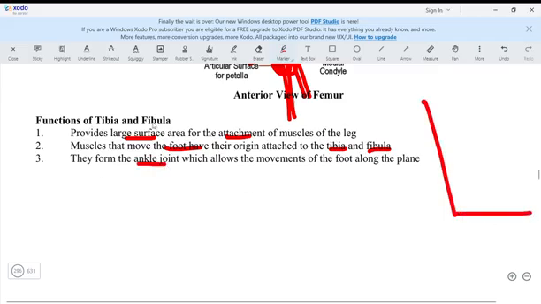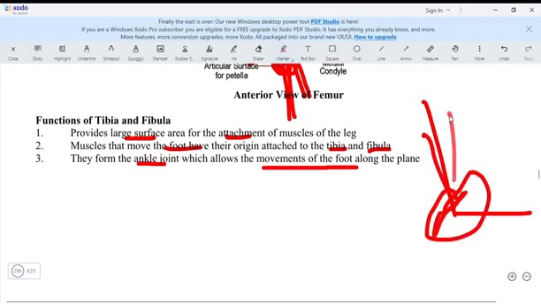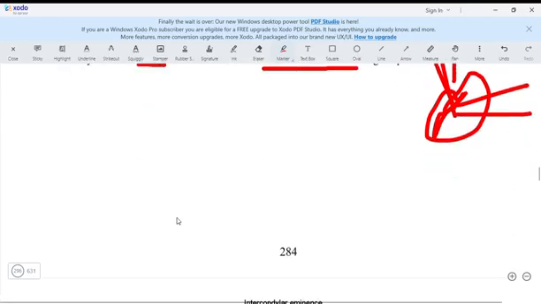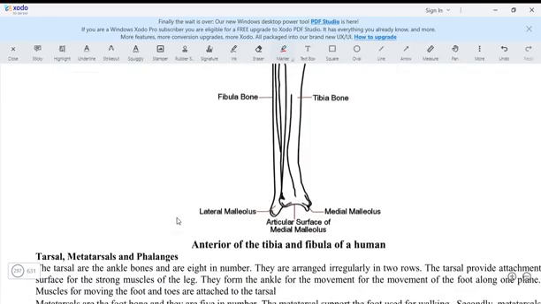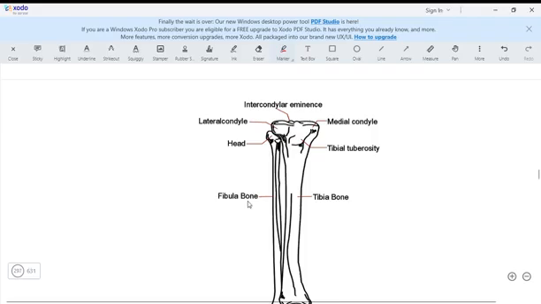They form the ankle joint, which allows the movement of the foot along the plane. When you hear ankle, think of your ankle socks, so there is an ankle joint here connecting the tibia and fibula with the tarsals. So as you can see, this is the tibia and fibula. The big one is the tibia, from the letter T. Once you remember T for tibia, T for tall, the large one is the tibia, and this small one is the fibula.